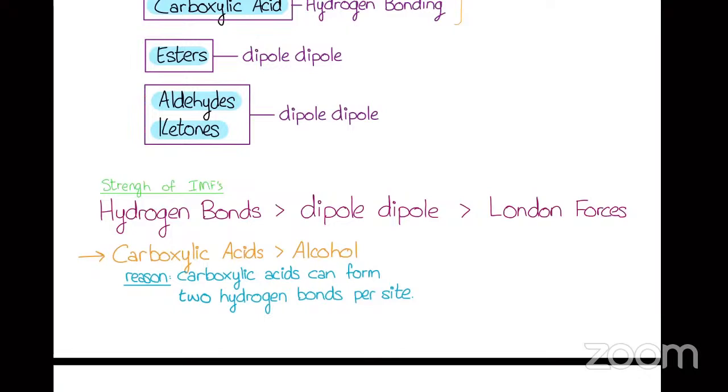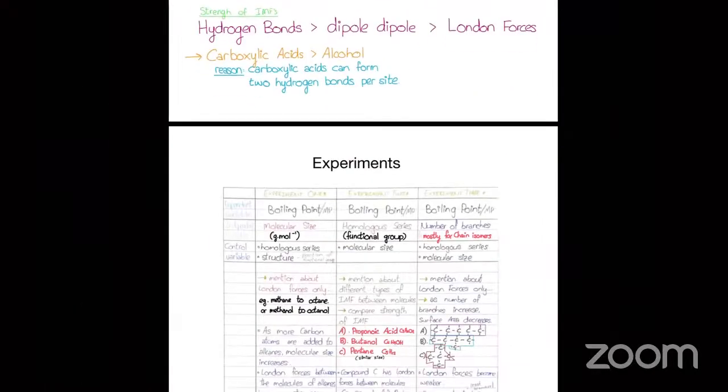Now carboxylic acids actually have stronger hydrogen bonds than alcohols. And because you could be asked the reason, you need to know that carboxylic acids can form two hydrogen bonds per site. That's the main thing. So if you ever have to compare carboxylic acids and alcohols, that's what you would say.